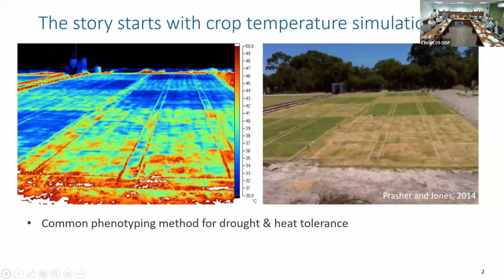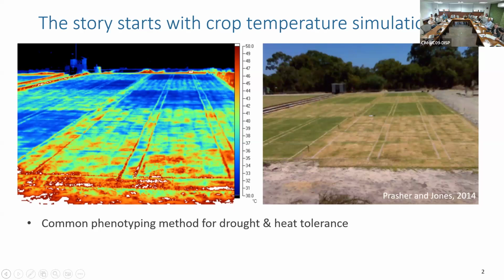I put this up also to make sense of why we're here. We've been working a lot on temperature drivers of crop growth, and I'm especially interested in temperature drivers of phenology as it affects timing and exposure to extremes. Crop temperature is commonly used by breeders, and we interacted a lot with the people here at CIMMYT on this as a really great, cheap, easy field phenotyping method to pick up drought and heat tolerant lines.